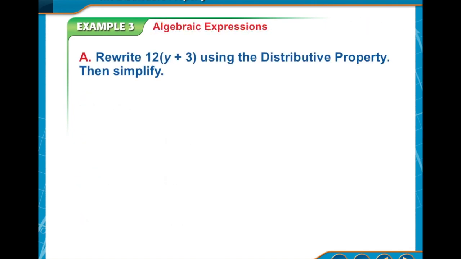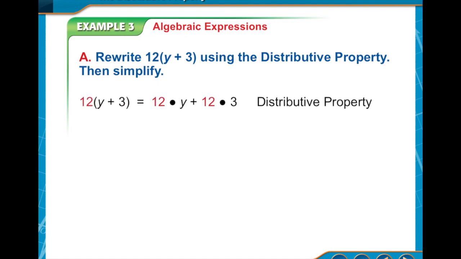Now 3a, we want to rewrite this expression using the distributive property and then we can simplify. So we start by writing what we're given and then we break this down, right? So we can apply this 12 to the y and to the 3. 12 times y plus 12 times 3. That's our distributive property. We're allowed to do that.